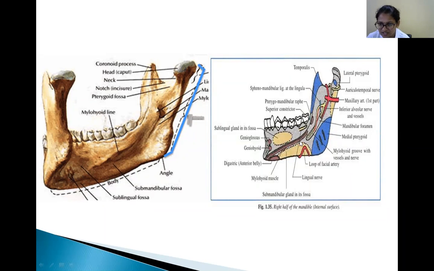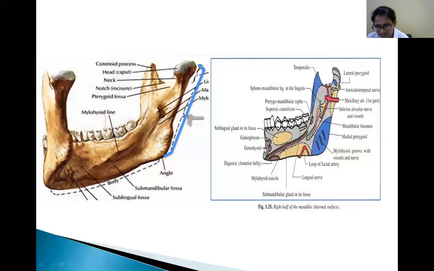And next, posterior part, below the mylohyoid line, this is the submandibular fossa. In this submandibular fossa, you see the superficial part of the submandibular salivary gland, and the submandibular lymph nodes. And again, it is related with the loop of the facial artery. From here, it winds onto the base and enters the external surface as the facial artery. This is the facial artery.